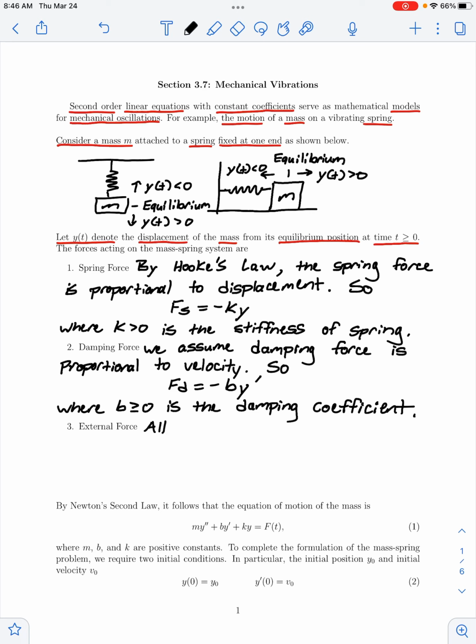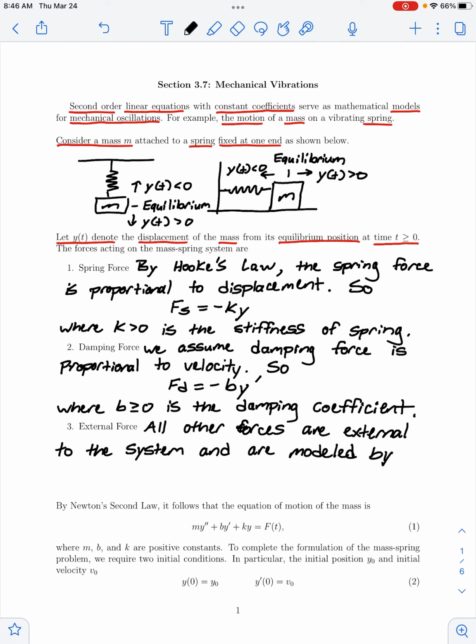So here, let me say all other forces are external to the system and are modeled by a function of time. Let me denote it as capital F of t.